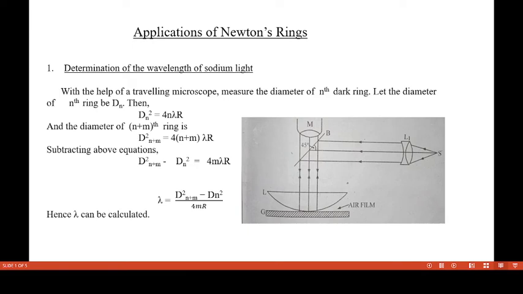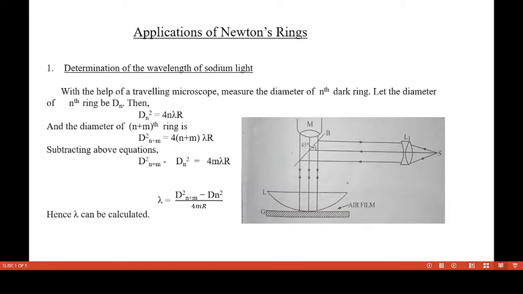So in the last class we've seen Newton's rings. We've seen the different cases of Newton's rings formed from reflected light as well as transmitted light, and we've discussed this apparatus as well, how Newton's rings are formed. And today we will be discussing different applications of Newton's rings. The first one being the determination of the wavelength of sodium light.